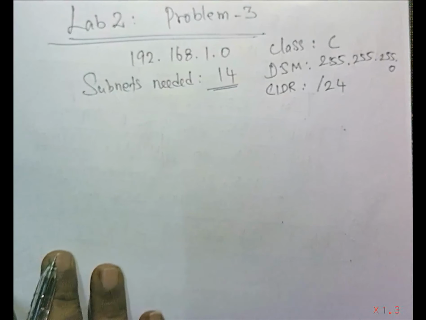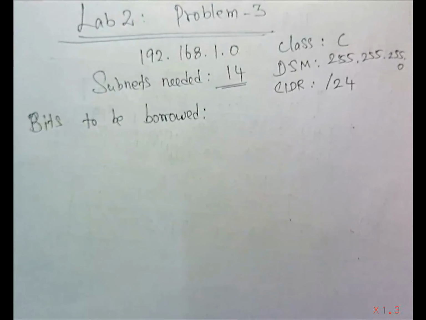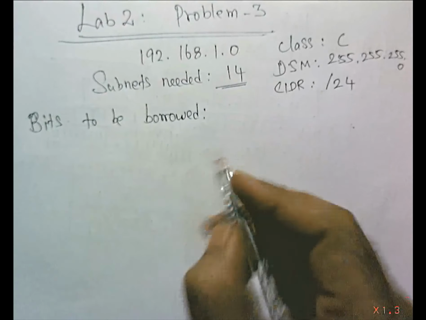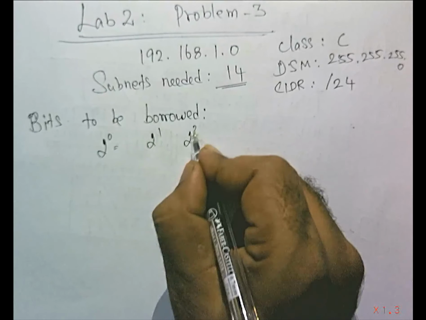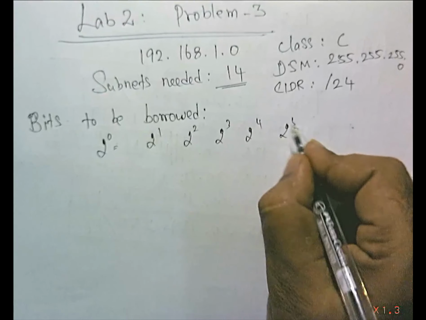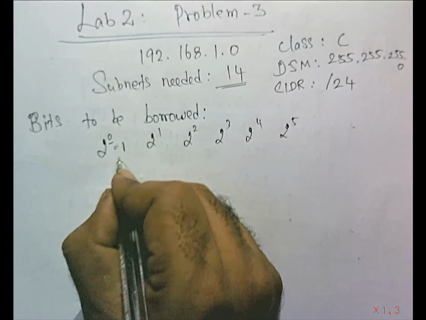Now, the first step is the number of bits to be borrowed. How many bits do we have to borrow? This we have to decide based on the subnets needed. So 2 to the power of 0, 2 to the power of 1, 2 to the power of 2, 2 to the power of 3, 2 to the power of 4, 2 to the power of 5. 2 to the power of 0 is equal to 1. So if you borrow 0 bits, you get only one subnet.